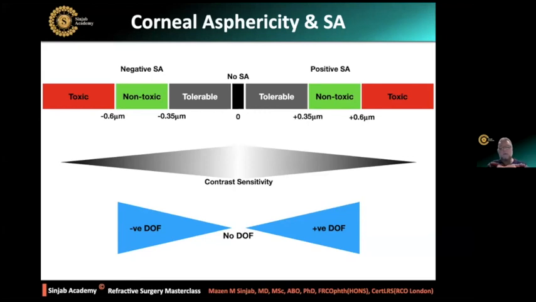Now, there is an inverse correlation between the contrast sensitivity and spherical aberration. Contrast sensitivity is very high when there is no spherical aberration, when the Q value is minus 0.53, or, as I told you, the parabola shape of the cornea, the eagle eye. The contrast is very, very high.